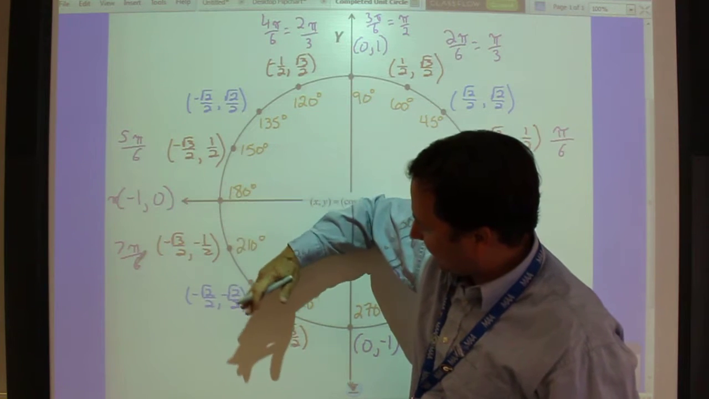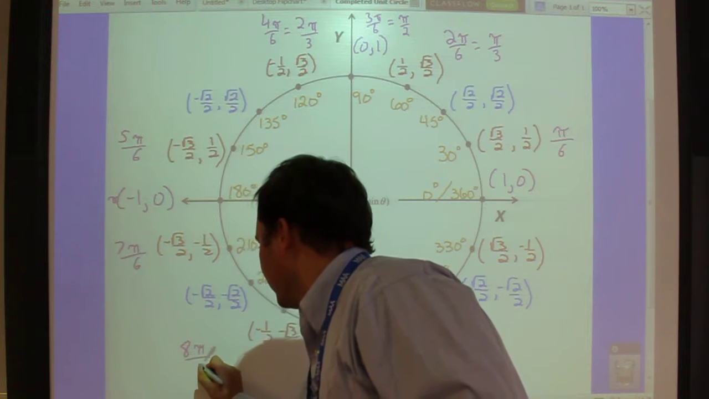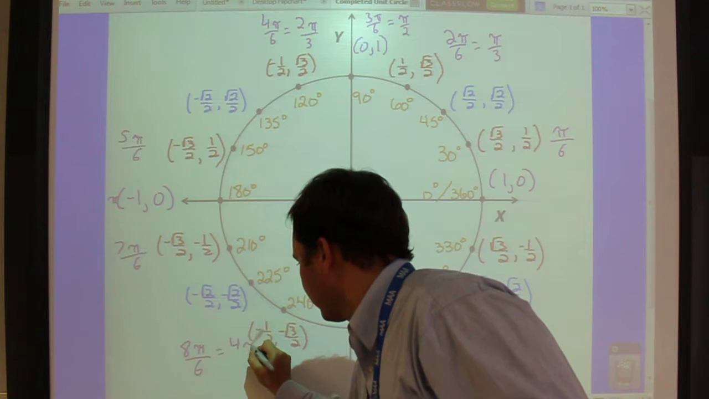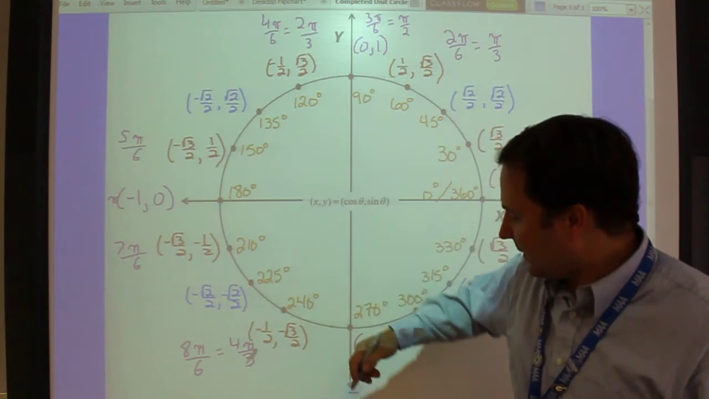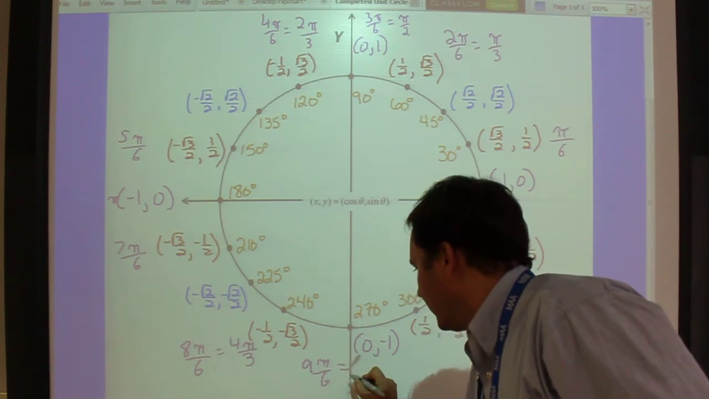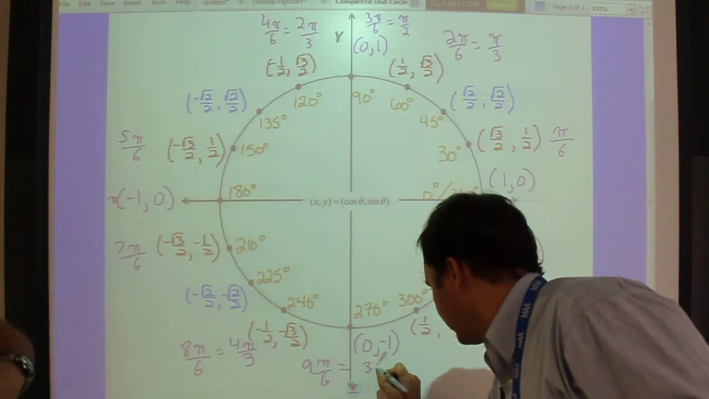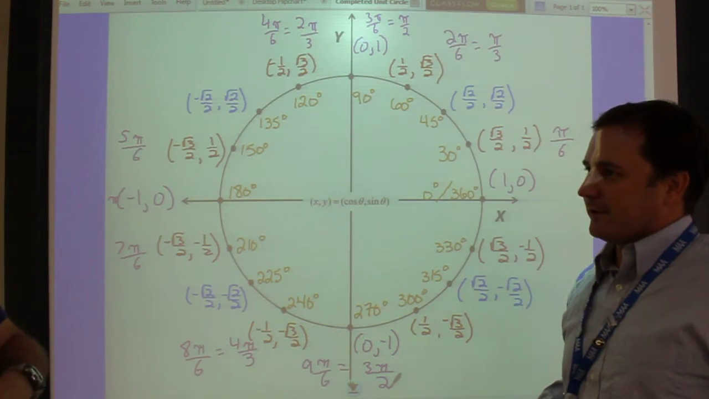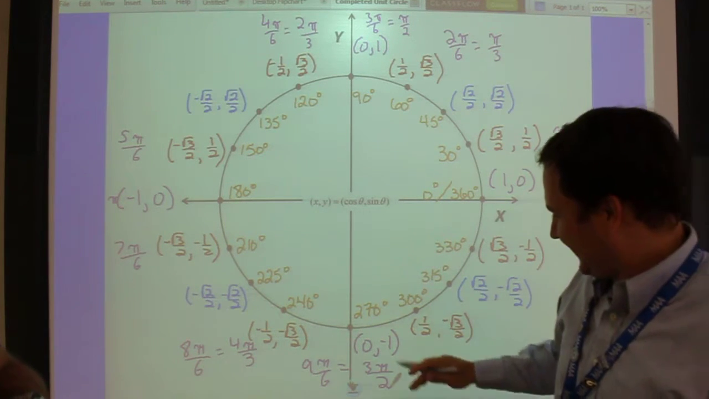6/6, 7/6, 8/6, and 8 pi over 6 will reduce to, I'm sorry, 4 pi over 3. 8/6, 9/6, and 9 pi over 6 will reduce to 3 pi over 2. I don't know about you, my students have become experts at math inner. Oh yes, definitely math inner.